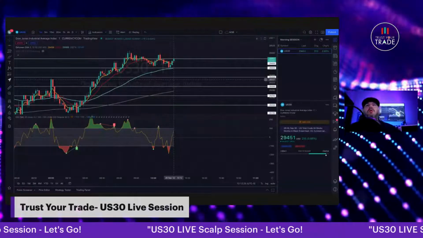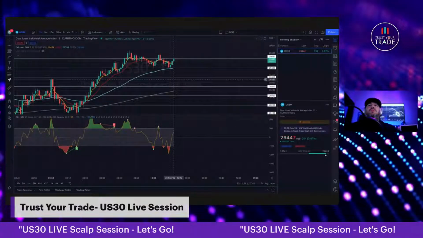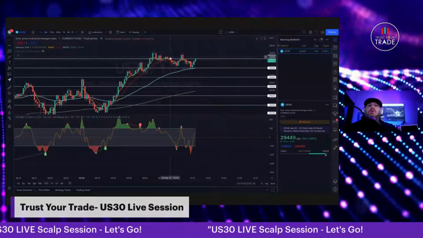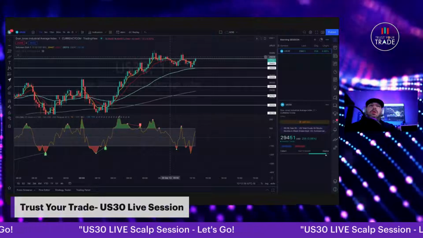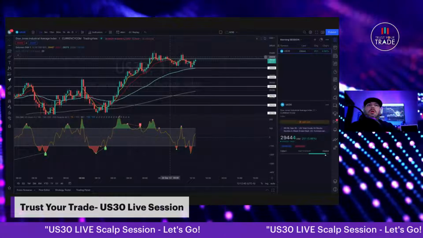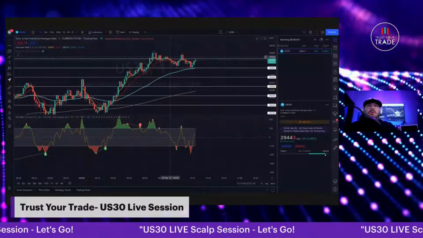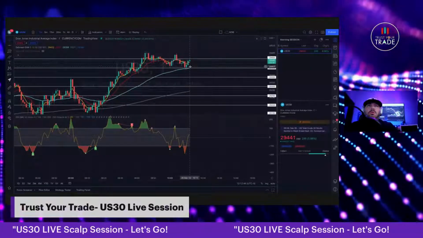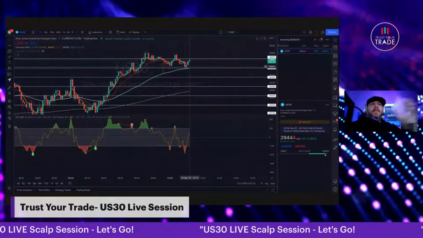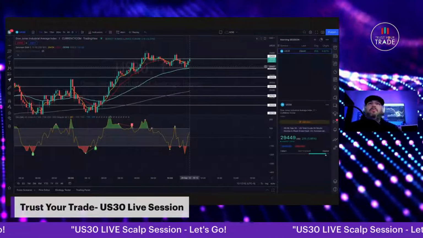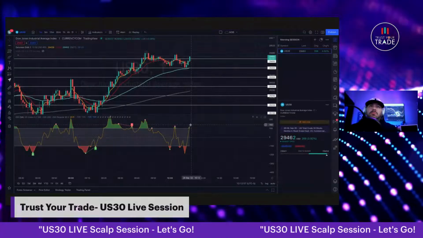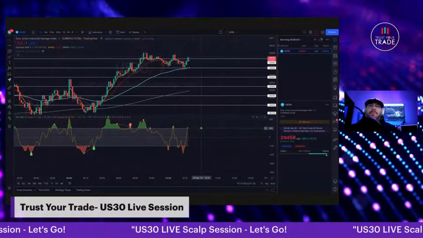Let's go. Big drops US30. We got 31 seconds left on this candle. So we're in between the 1 and the 5 minute, guys. Overbought. 1 minute.